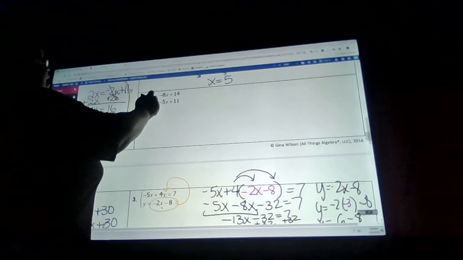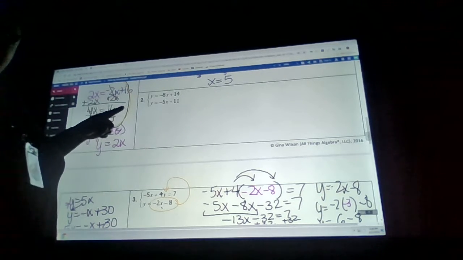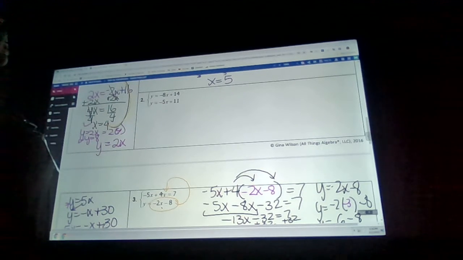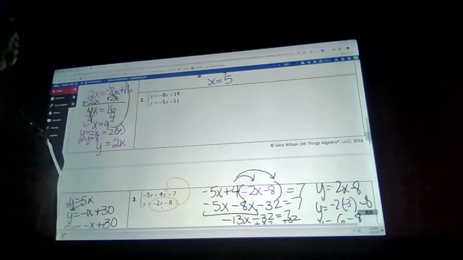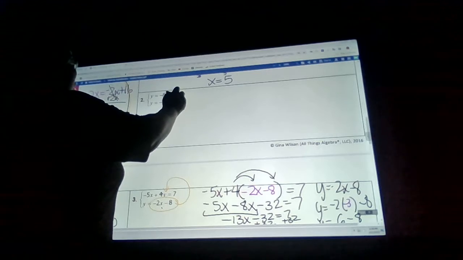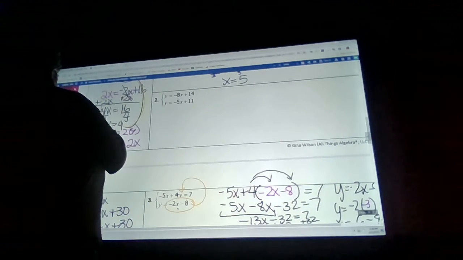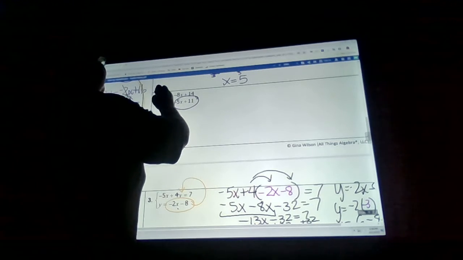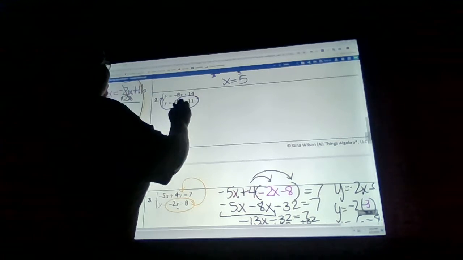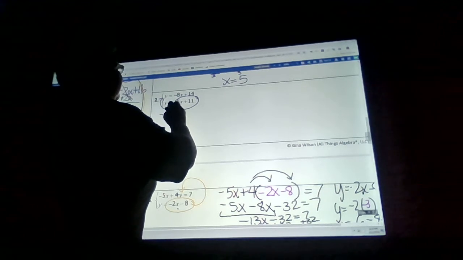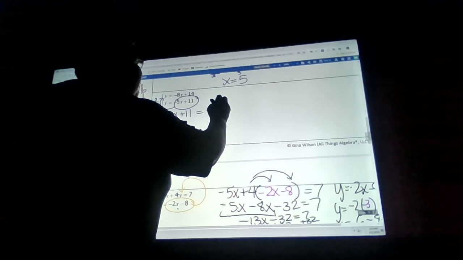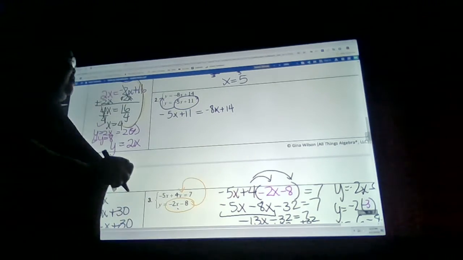All right, so here we have y. This is number 2 on the guided note sheet. y equals minus 8x plus 14, and y equals minus 5x plus 11. So I can just take this and substitute it for this y. So now I'm going to have minus 5x plus 11 equals minus 8x plus 14.